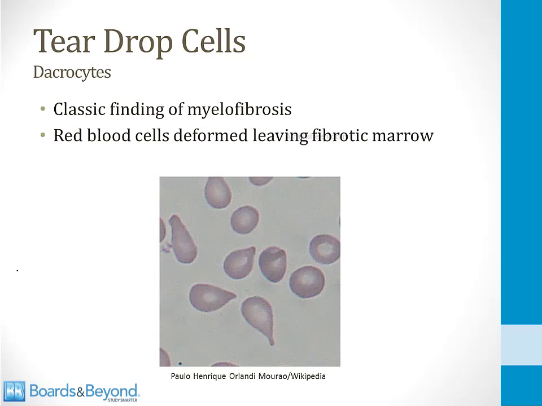In addition to leukoerythroblastosis, which I mentioned before, the other classic finding in myelofibrosis on a peripheral blood smear is the presence of teardrop cells, which are also called dacrocytes. These are red blood cells that have been deformed as they leave the fibrotic marrow, and this is an example of a teardrop cell shown on the screen here. It's characteristic of myelofibrosis.